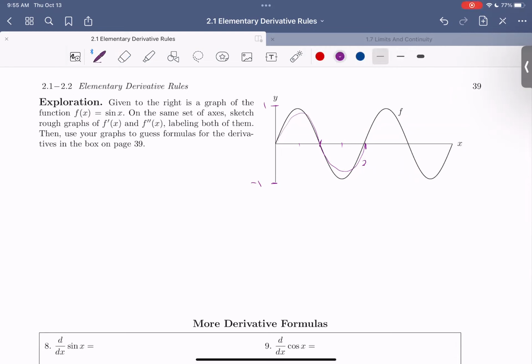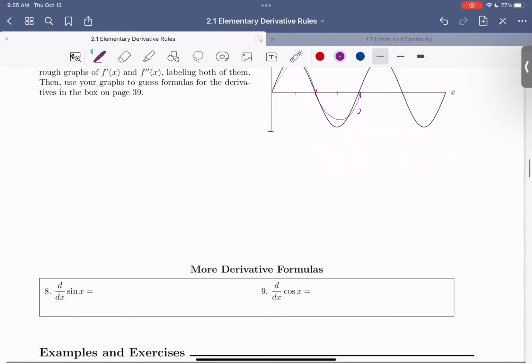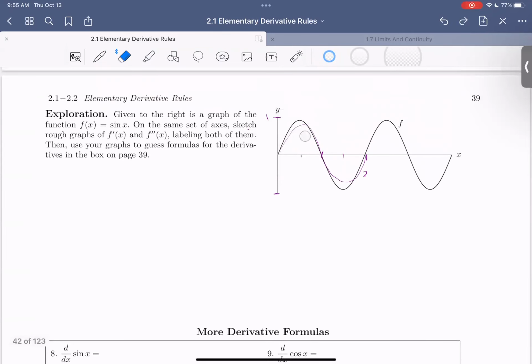Okay, cool. Now we're told on the same set of axes, sketch rough graphs of f prime and f double prime, the derivative and second derivative, labeling both of them. Then use your graphs to guess the formulas for the derivatives in the box on page 39, which is down here. So what we're doing here, we're going to use some colors to get us started. So the function that we're going to start with here is f, and that is the sine. So I'm going to go over this function f in a highlighter, yellow. So here is f, sine.